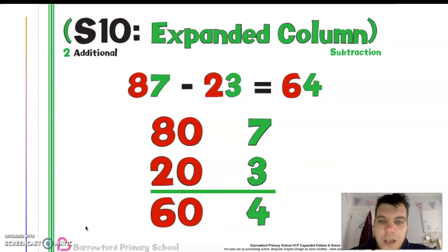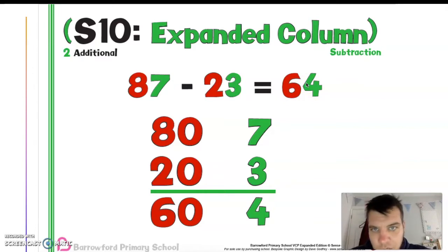So we've got here the calculation 87 minus 23. Underneath, I've partitioned my numbers into my tens and my units. So I've got 87, which is 80 and 7, and 23, which is 20 and 3. I do my calculation, and I always start with my units. 7 take away 3 equals 4. Then 80 take away 20 gives me 60. Recombine those together to get 64 as my answer.